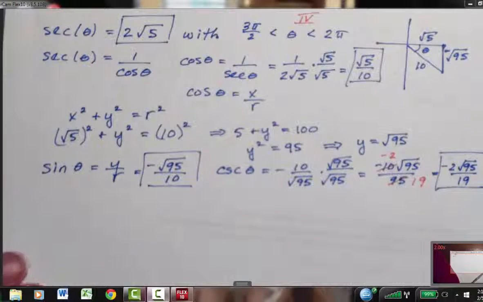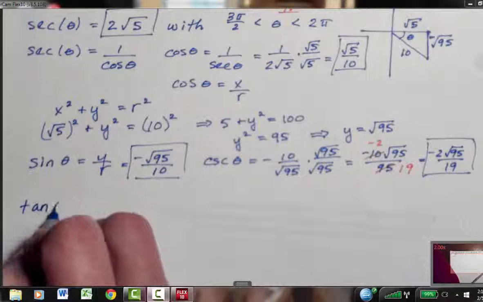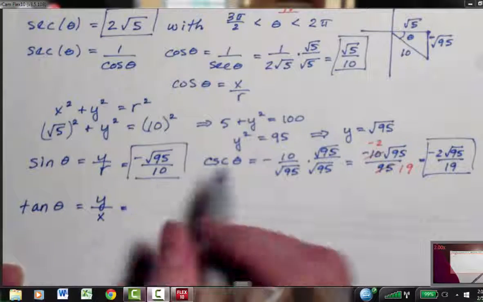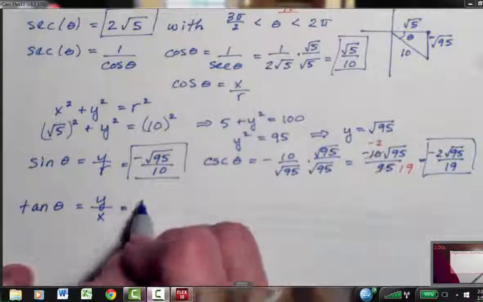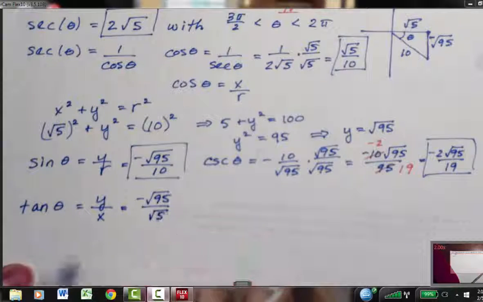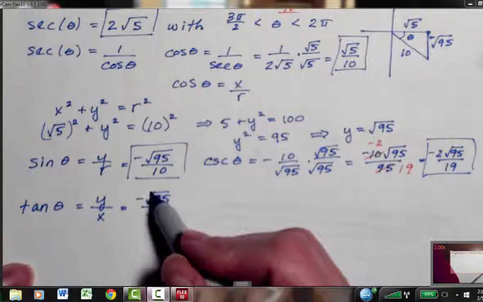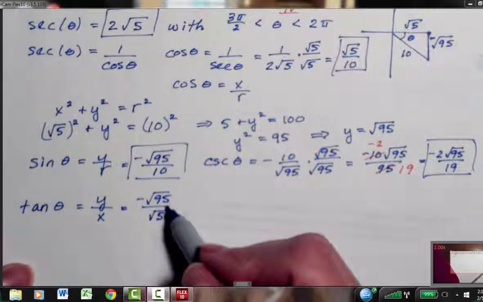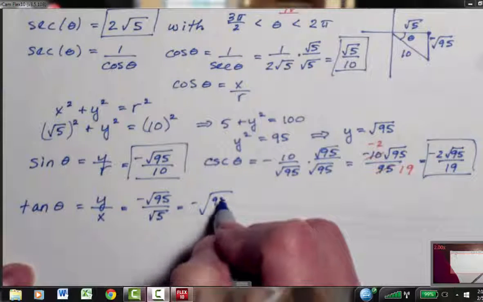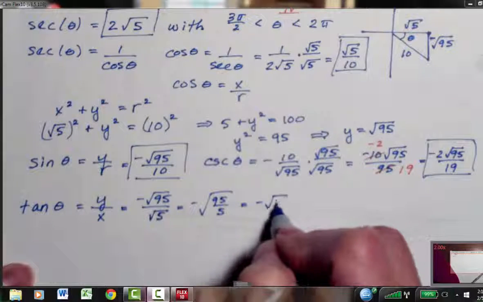And then the last 2 things we need to find are tangent and cotangent. So tangent theta is y over x, which is going to be negative the square root of 95 over the square root of 5. You have your operations of radicals here. They both have the same index. They both have the same radical. You could write this as the square root of 95 divided by 5. When you simplify that, you end up with negative the square root of 19.